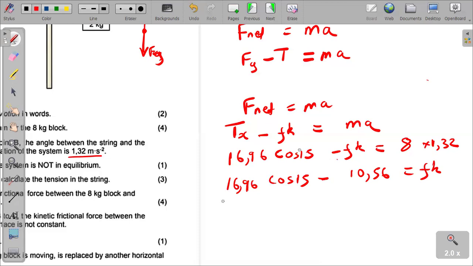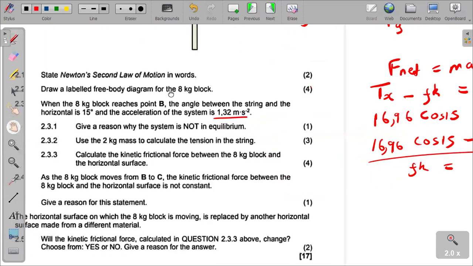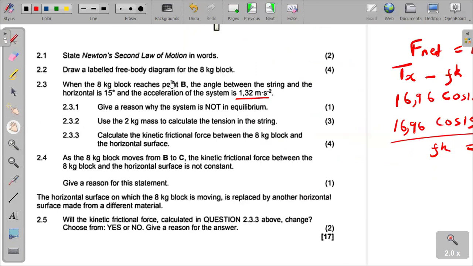Then we just punch this on the calculator. It's going to give us 5.822108. So it means Fk, therefore, is equal to 5.82 Newton. That becomes our kinetic frictional force. Okay, we've answered 2.3.3. Let's go to 2.4.